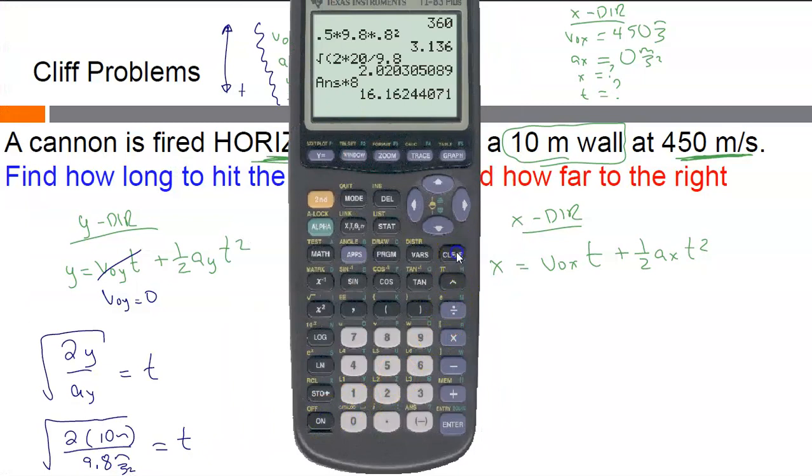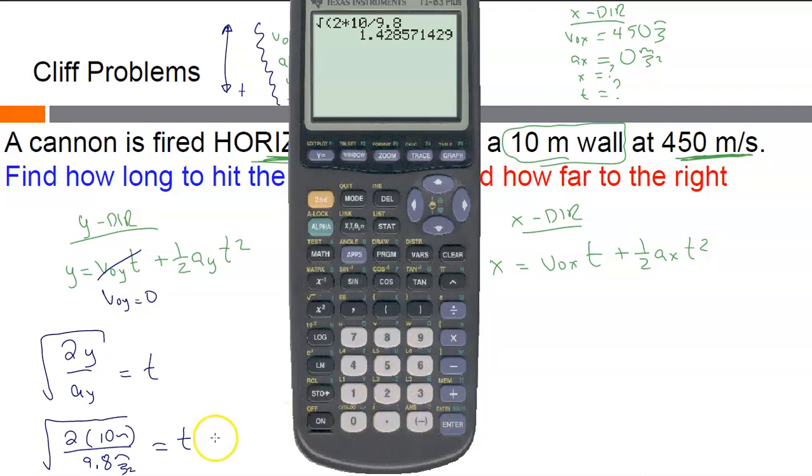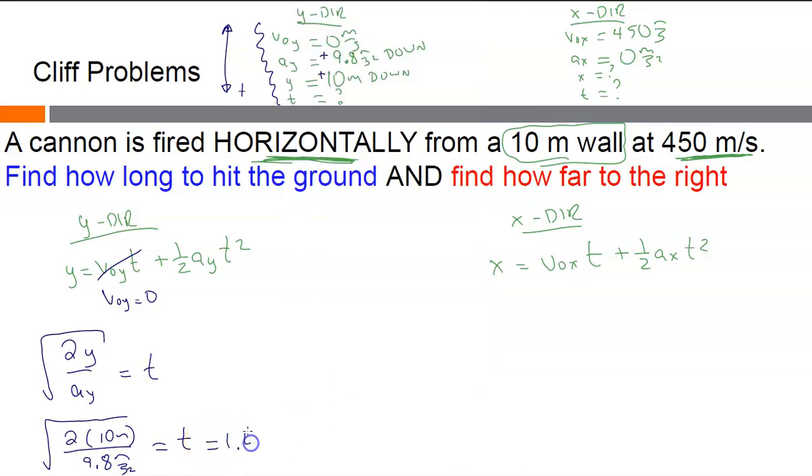Come in here. I want to do the square root of 2 times 10 divided by 9.8. That's 1.43 seconds that the thing spends in the air. All right, there's my first question answered. And that's nice because I get to put it here and I get to bring it over here. This is the only thing that's shared between the two numbers. All right, but that means I only have one unknown when I come to this one, so we can solve that just fine.